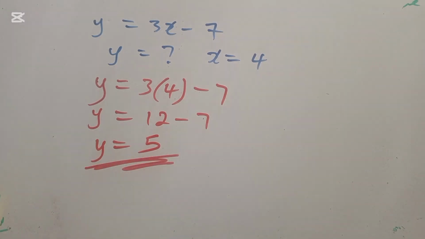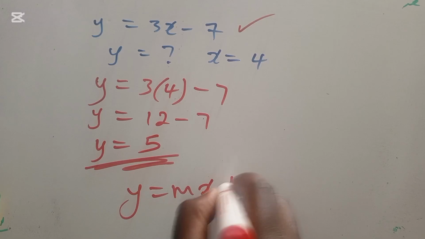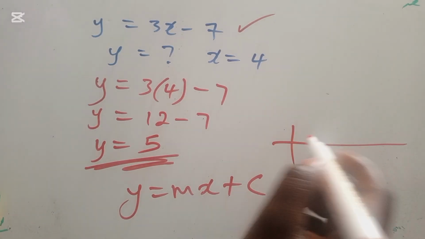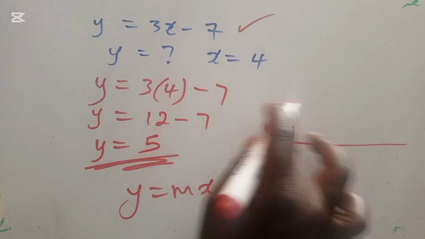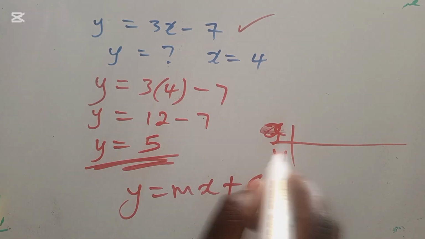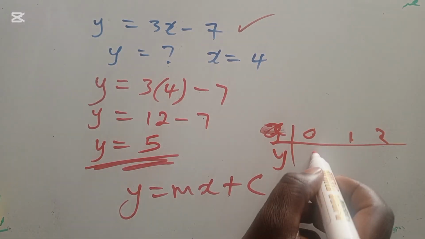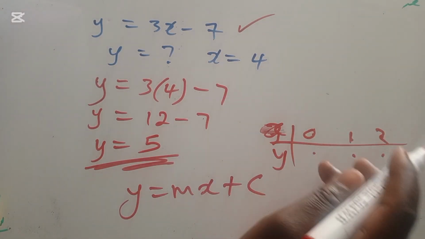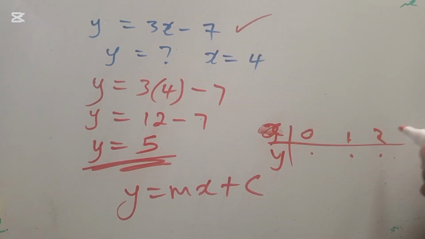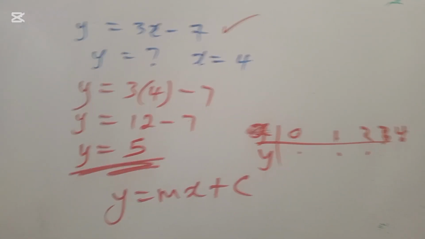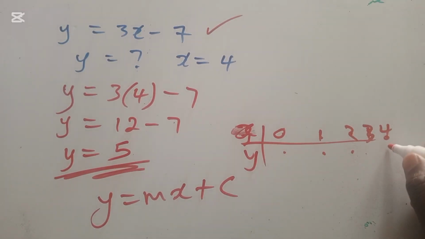And you need to know how to handle this, especially because this is the equation of a straight line. You learned that the equation of a straight line is given as y is equal to mx plus c. So when you are given a table with values of x and y, you need to find different coordinates. Maybe you have 0, 1 and 2, then you find the values here. In this case you are given that x is 4, so when x is 4, what's the value of y? We have found 5.